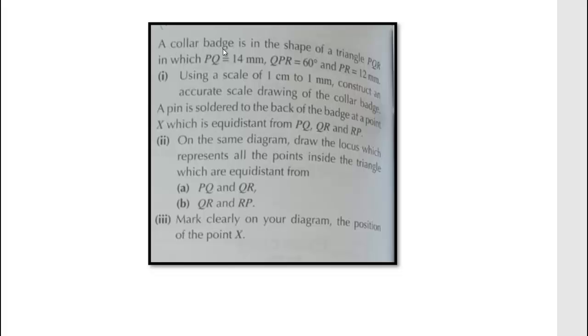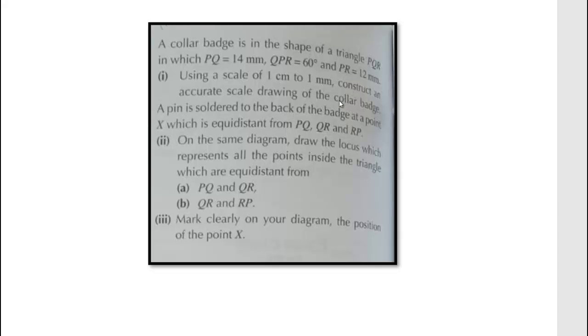A collar badge is in the shape of a triangle PQR in which PQ is 12 mm, angle QPR is 60 degrees and PR is 12 mm. Using a scale of 1 cm to 1 mm, construct an accurate scale drawing of the collar badge.